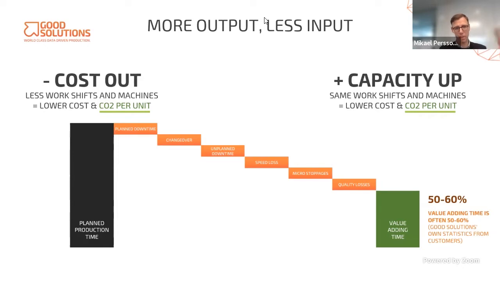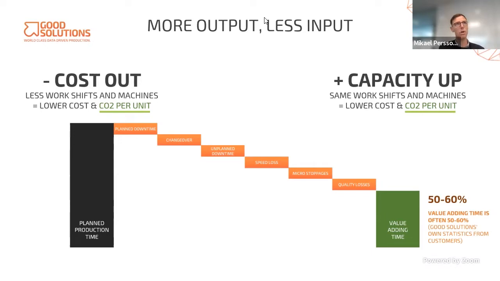The two bars here, the black bar and the green bar, and the losses in between. The black bar represents the planned production time, the time when the light is on in the factory and we have people on the payroll planned for running machines and equipment and doing value-adding activities for customers. And the green bar to the right side is the true value-adding time, where we really do something for our customers that they pay us for.